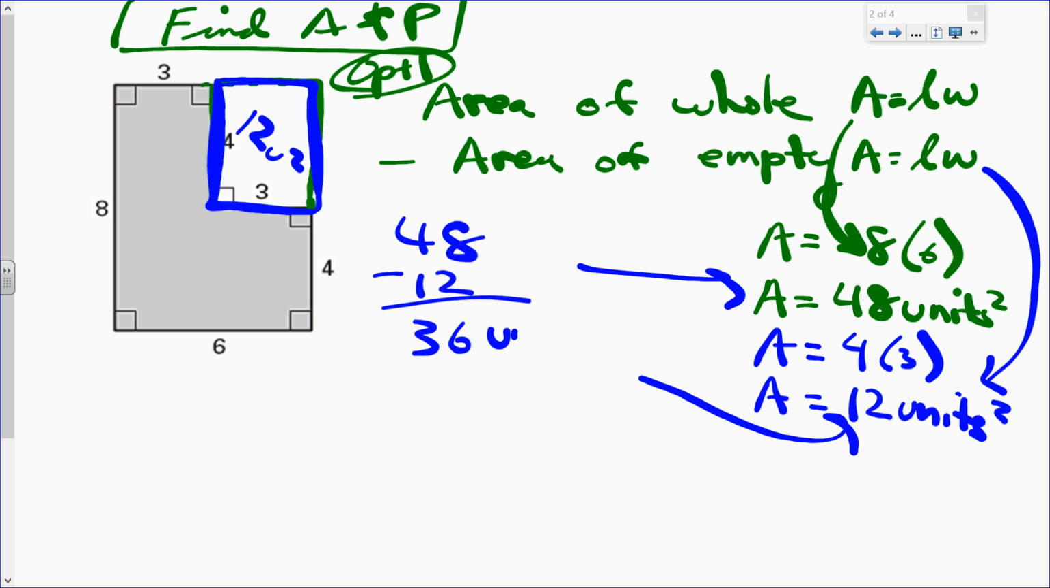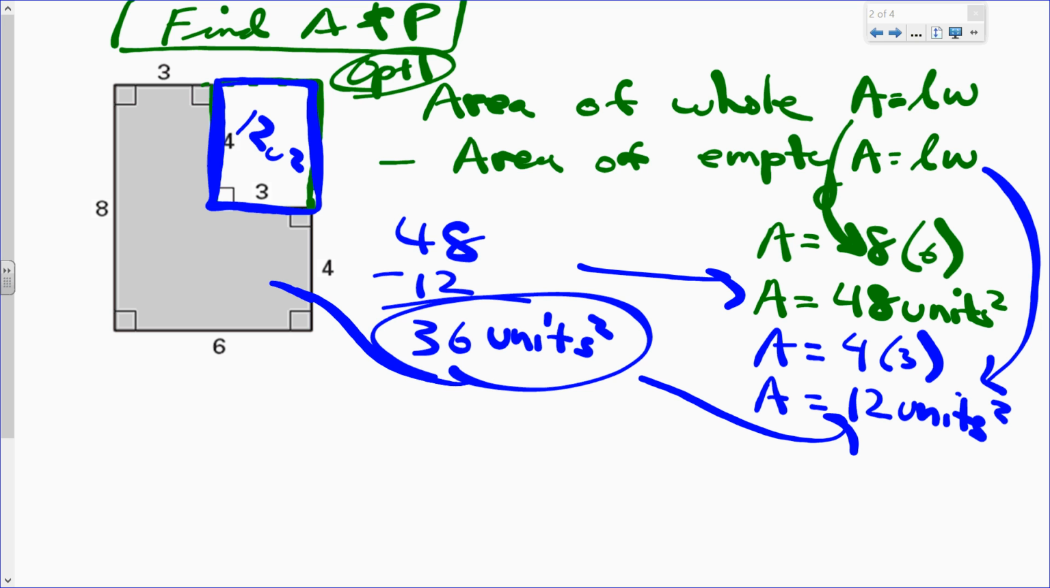Square units. Beautiful, beautiful, beautiful. Because we're doing area. 36 square units. Is it great? Composite shapes. You've got to be able to do composite shapes, Math 2 students. Okay, that's option 1.